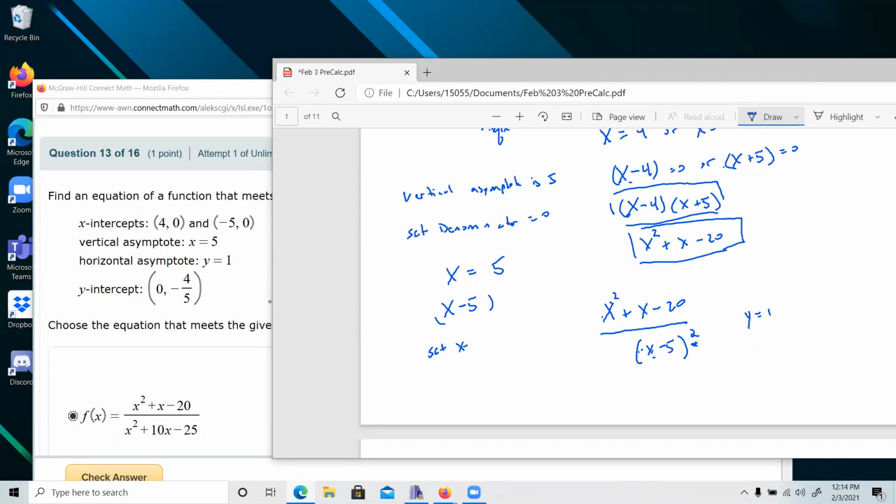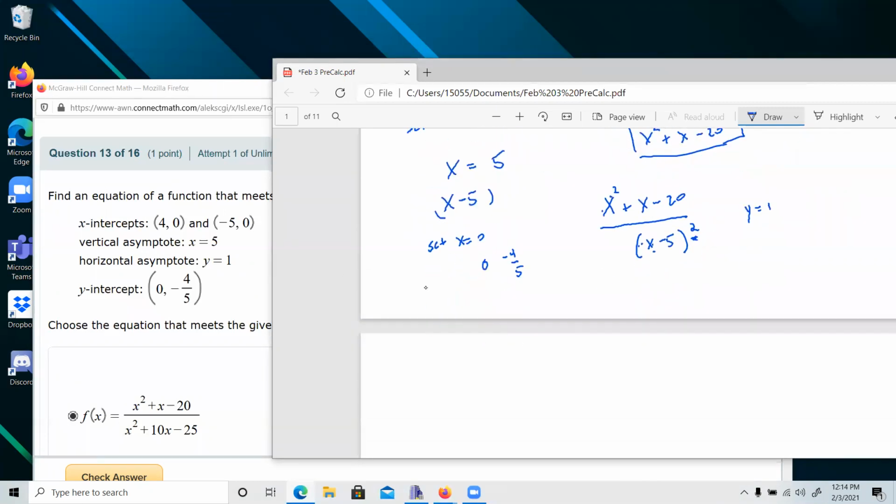So if I set x equal to 0, we would get the point 0, negative 4/5. Okay. So what if I just plug in 0 and see what happens, right? So if I just plug in 0, we have negative 20, and then I've got 0 minus 5, 25 down here. So this is 4 times 5, that's 5 times 5, and then we end up with a 4/5. I think there's a negative there too, from this sign, this sign, this sign.